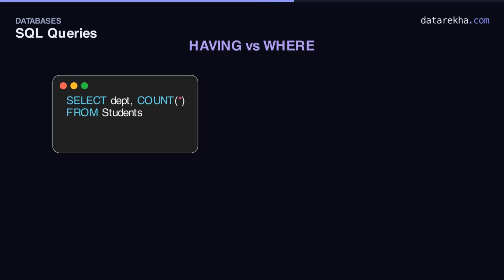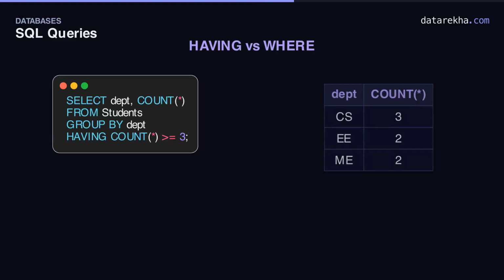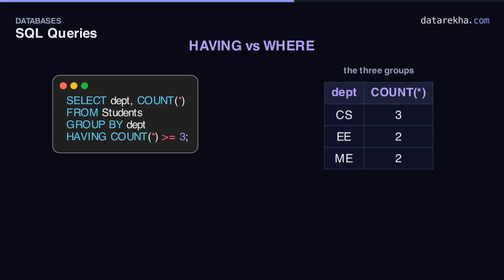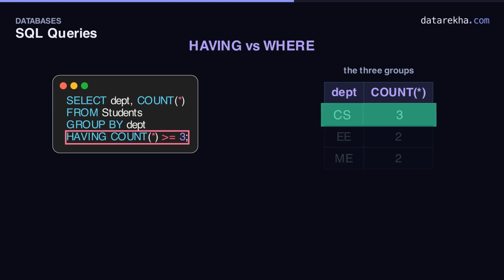Now the classic confusion, where versus having. Where filters individual rows and it runs before grouping. Having filters whole groups and it runs after. Here we already have 3 groups with their counts. Having count star at least 3 keeps only groups with 3 or more rows.